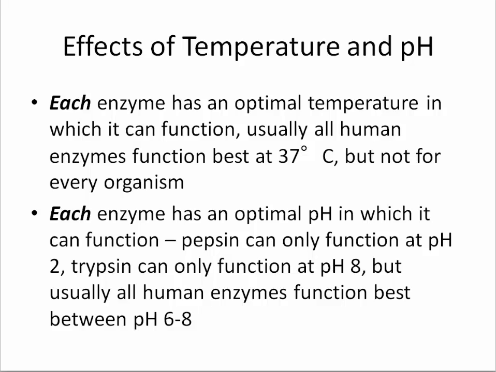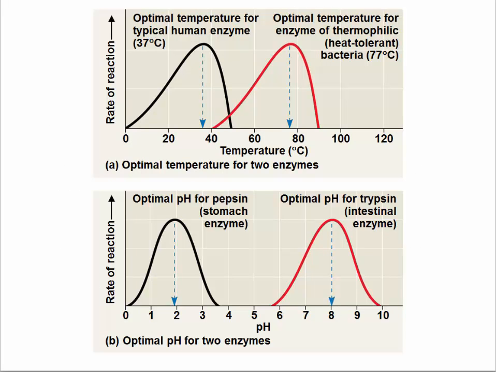Usually, enzymes function best between pH 6 and 8. However, pepsin, which is in the stomach, can only function at pH 2. Trypsin can only function at pH 8. But usually, all human enzymes function best between pH 6 and 8. And here is a graph showing exactly what I just said before.